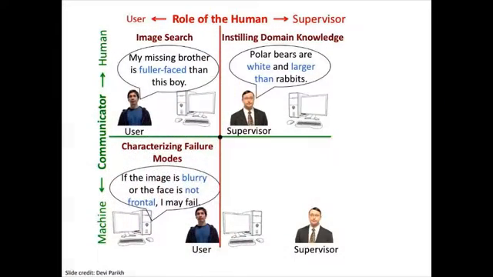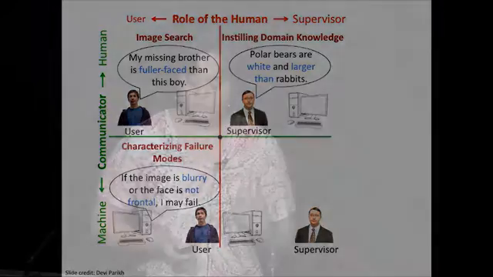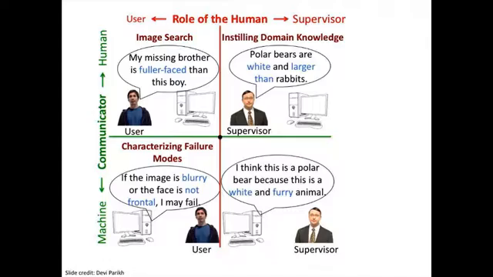And the flip side of this, again, you have a human as a supervisor, but the machine is the one communicating. And we're trying to explore ways in which you can make your machine more interpretable. So you can get your machine to explain why it's making the decisions that it's making. For example, it might say that I think this is a polar bear because I see something that's white and furry.